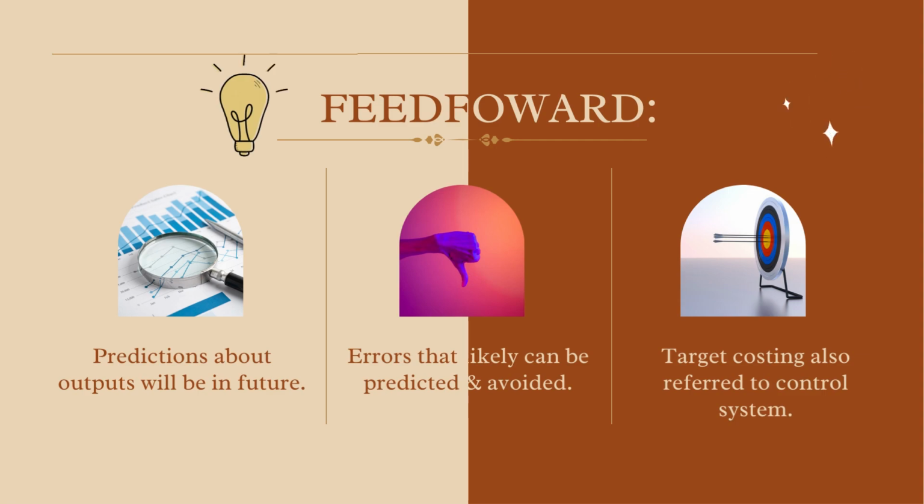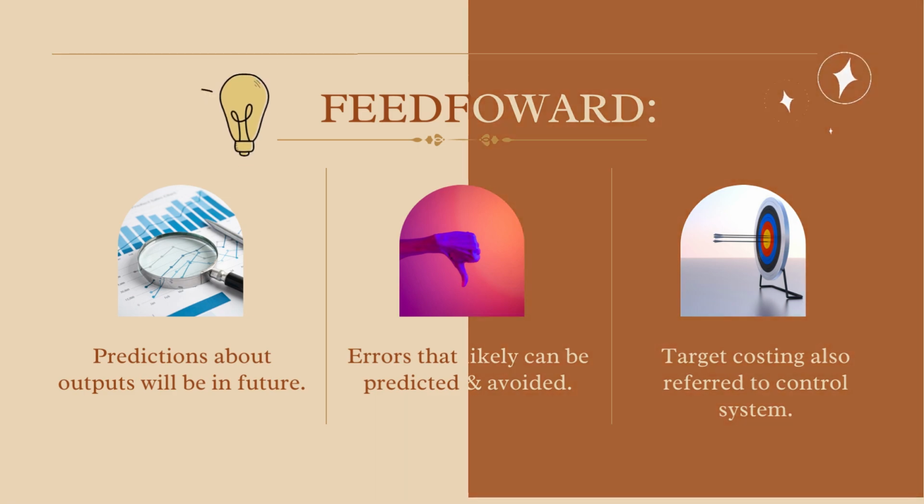Next topic is feed forward and budgetary control. Okay, what is feed forward? Feed forward means predictions are made about what the outputs will be in the future. Errors can also be predicted and avoided. Target costing is also referred to as a feed-forward control system.